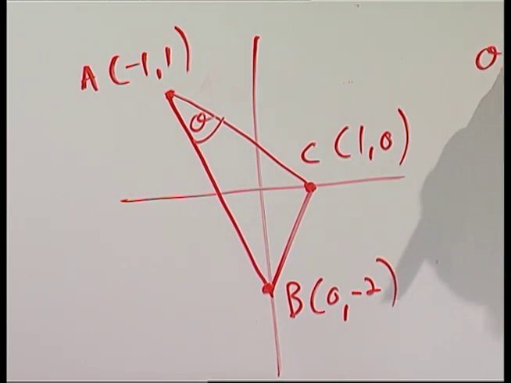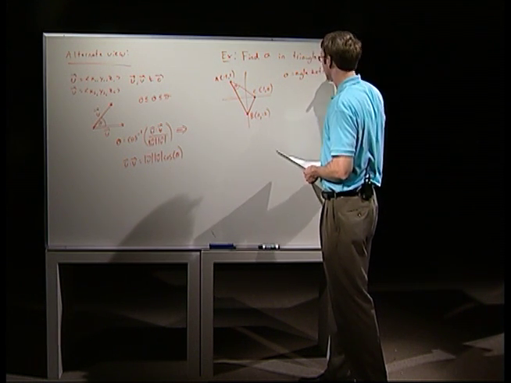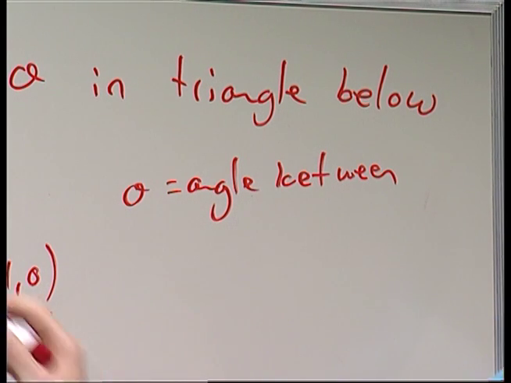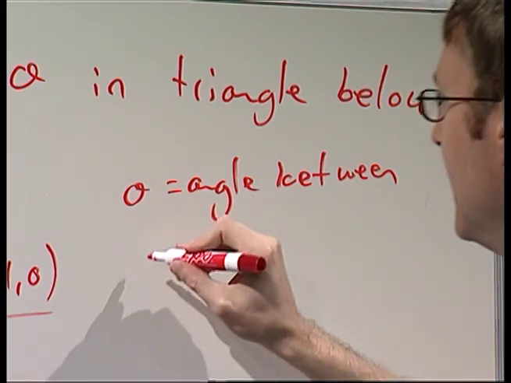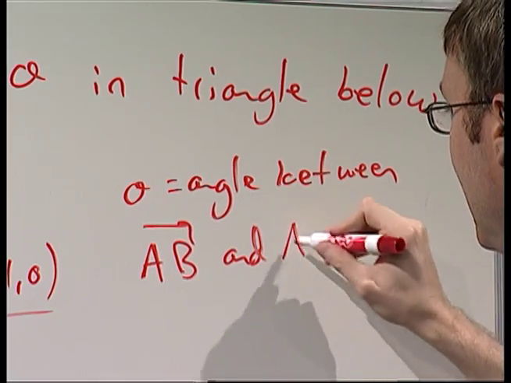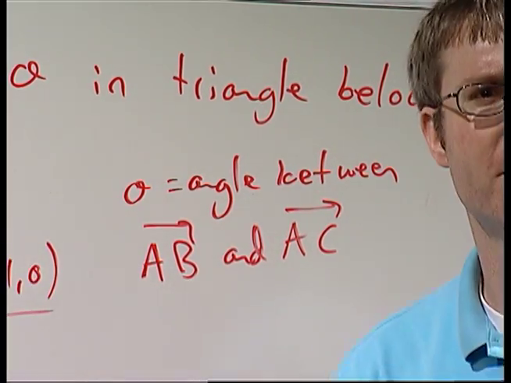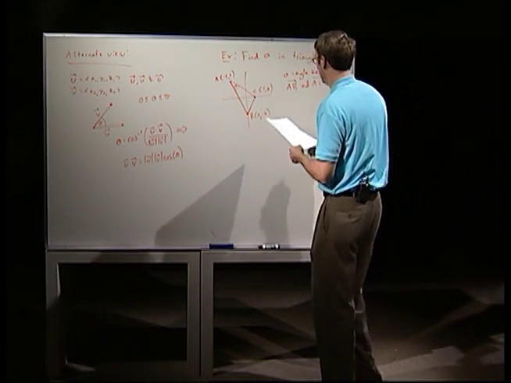So what is theta? Theta is the angle between the two vectors, the vector AB and the vector AC, right? So there is AB and there is AC. Angle between AB and AC, right? And actually the order doesn't matter here. There's no orientation of this triangle. Doesn't make a difference.